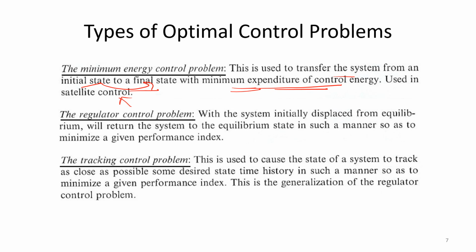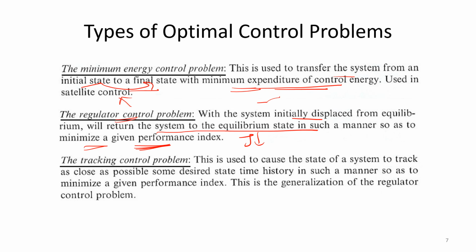Then the regulator control problem: the system is initially displaced from the equilibrium state, and it has to return the system to that state in such a manner that it minimizes the given performance index. For example, if minimum time is the given objective function, then from the displaced condition the system will be returned back while minimizing the performance index. So this is called the regulator control problem.